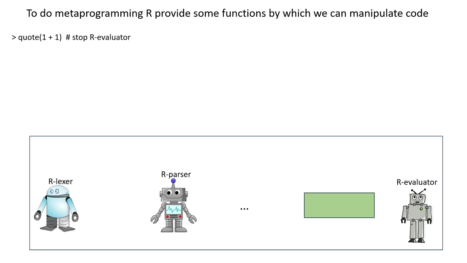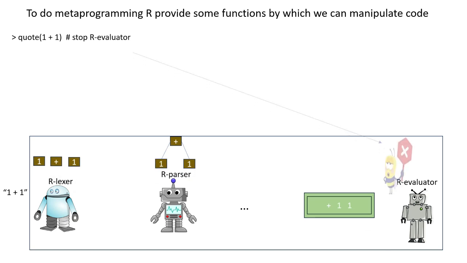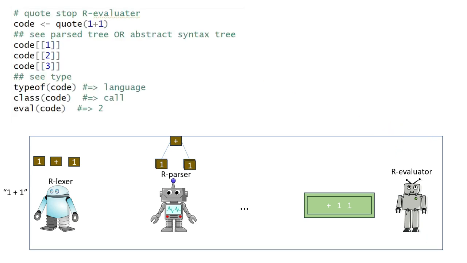What does it do? It stops the R evaluator from evaluating. Okay. So if this is the code you write, then it stops the R evaluator. Now let's see this code here. I am saving the unevaluated expression in the code variable, and so it is automatically tokenized and parsed. So we can see the abstract syntax tree.